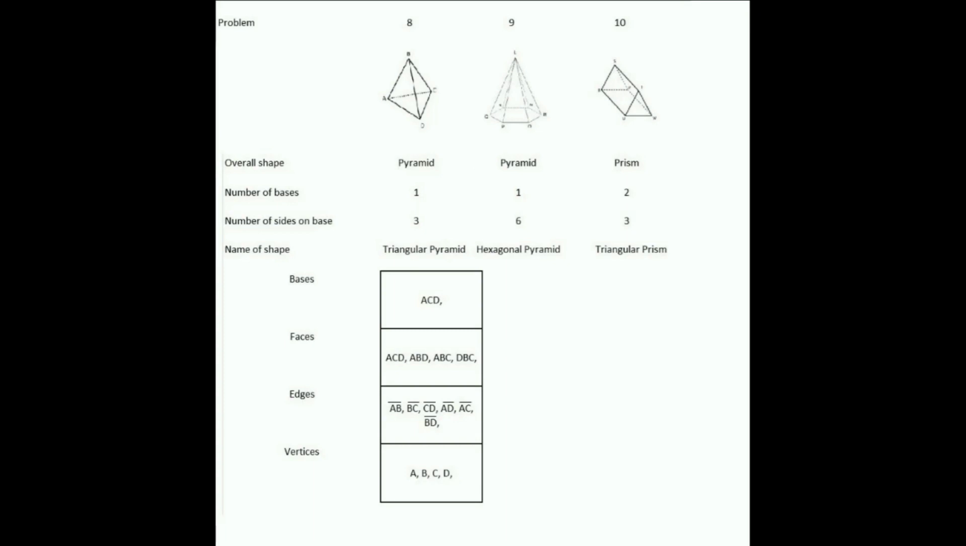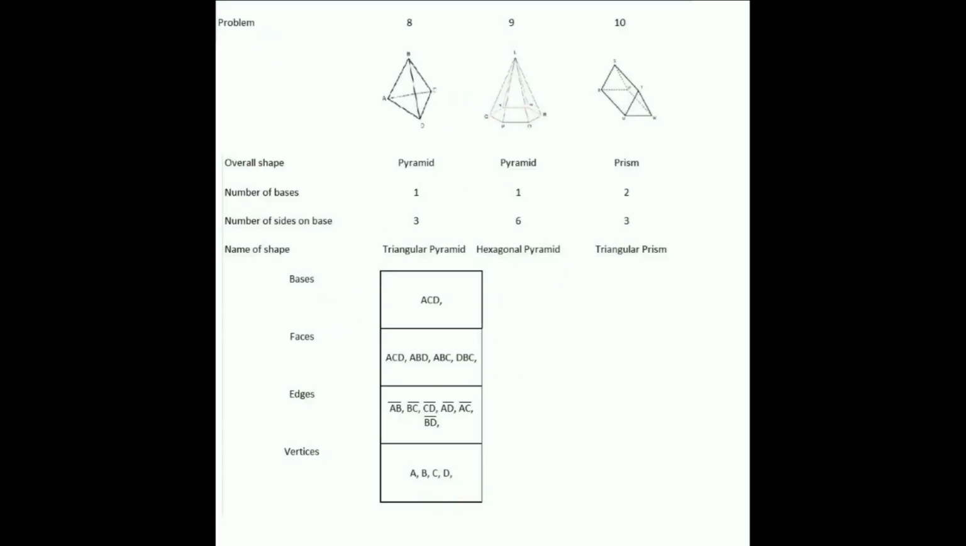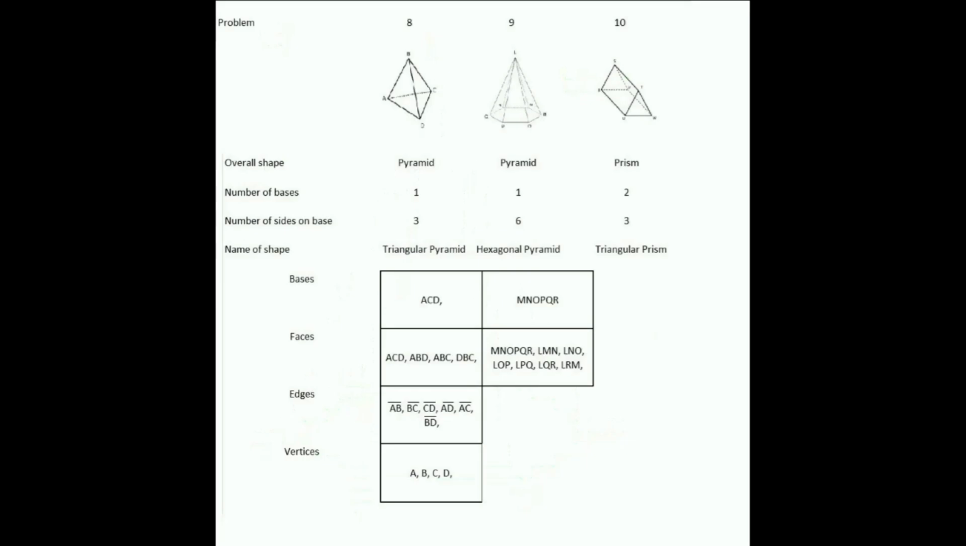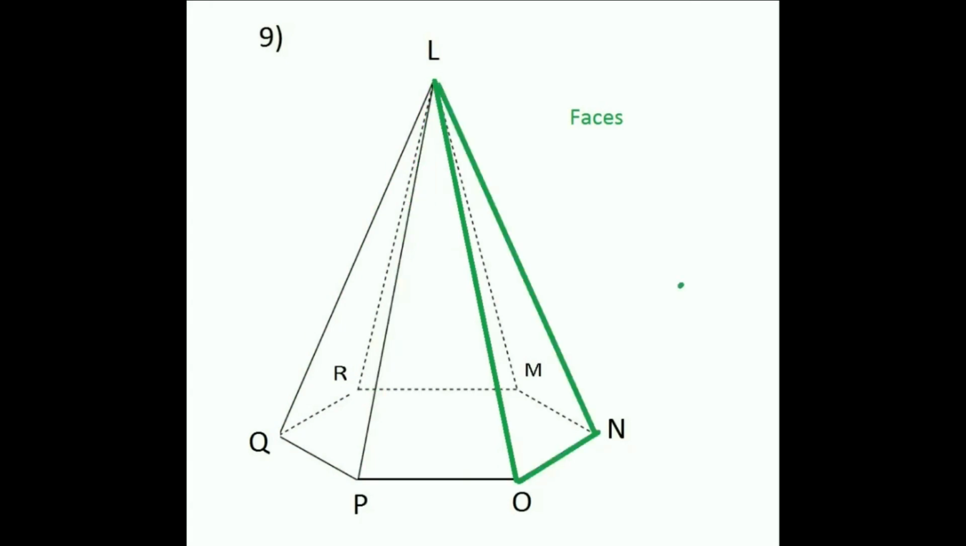And now let's look at our vertices. We have 4 vertices, 4 corners in this shape. So we have B, A, C, and D. That's it. All right, so let's take a look at the hexagonal pyramid. We have the base right here, and remember the base is a hexagon, so let's describe that shape. QRMNOP. That's our base. Now, looking at our faces in no particular order, here we go. We have triangle QRL, triangle QLP, triangle PLO, triangle OLN, triangle NLM, and triangle LRM. And then we also have our base, which also serves as a face, hexagon QRMNOP.